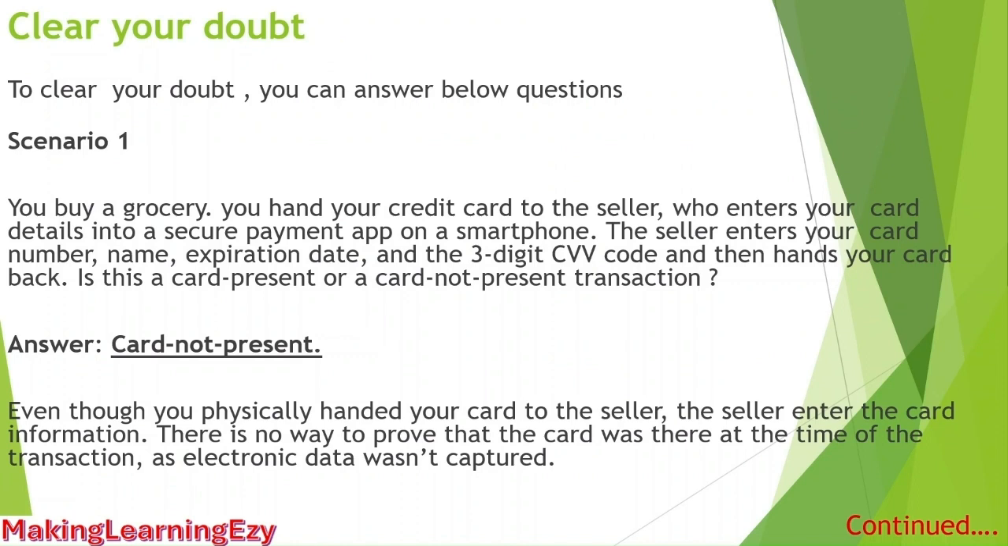Suppose scenario 1: you buy groceries, you hand your credit card to the seller who enters your card details into a secure payment app on the smartphone. The seller enters your card number, name, expiry date, CVV number, and then gives the card back to you. So is this a card present or card not present transaction? The answer is card not present, even though you physically handed over the card to the seller.